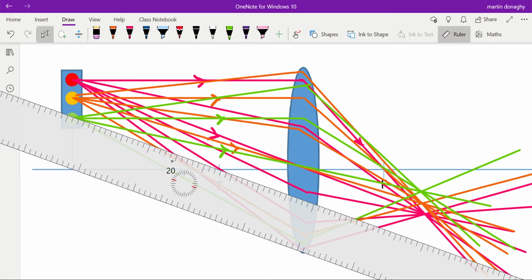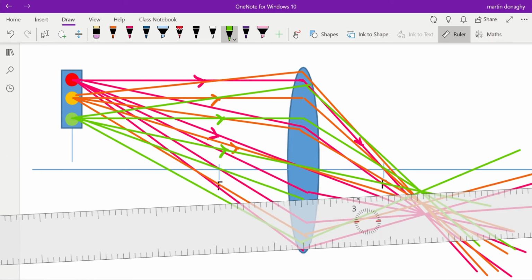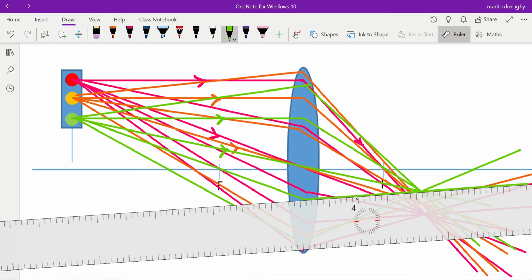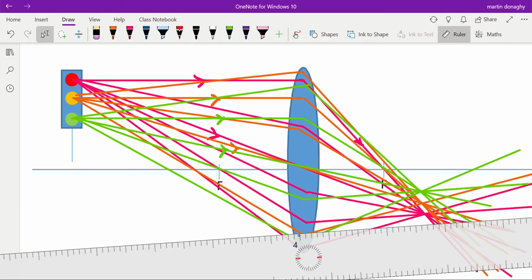Just do one more for the green. And what we end up with when we do this is loads and loads and loads of rays. And it looks actually really, really complicated, okay? But what you should see is, if I put a piece of paper here, all those rays would be hitting that piece of paper, and it would just look like a mixture of red, amber, and green. And that's true anywhere to the left of that lens.